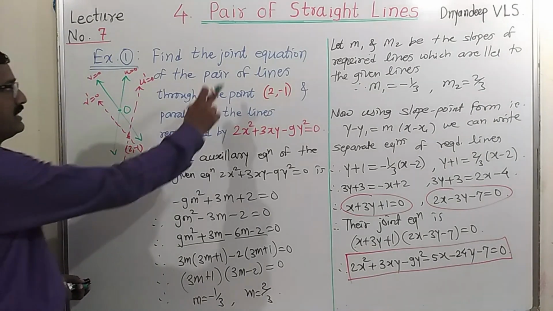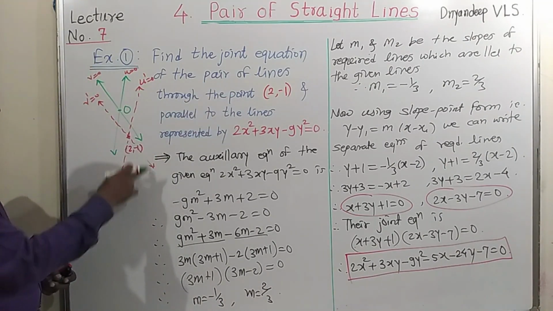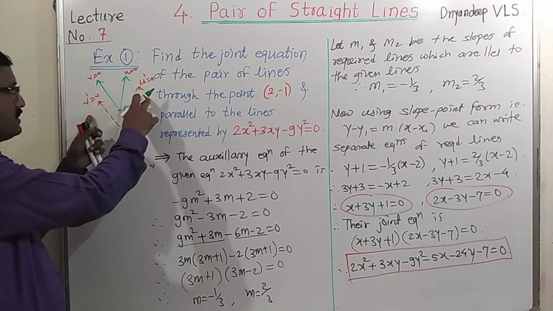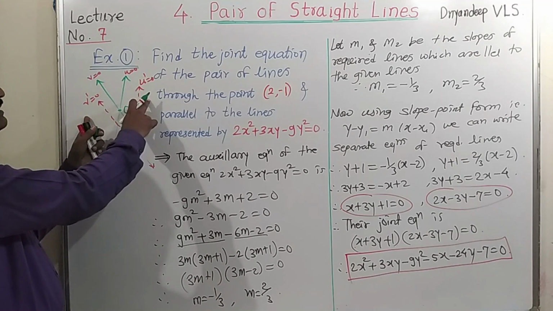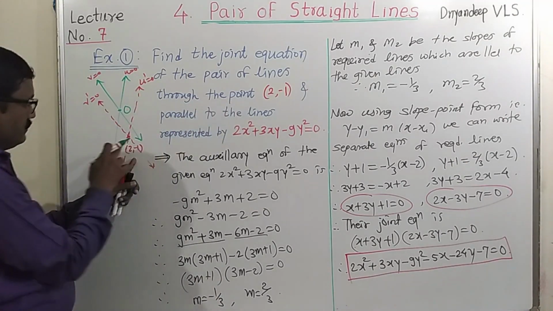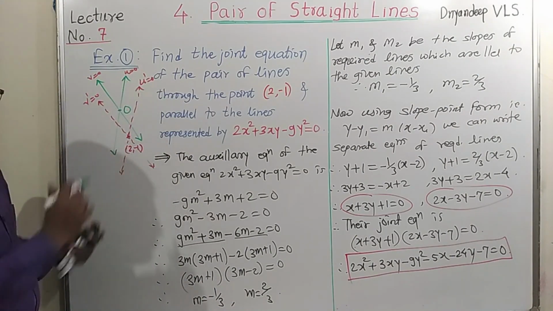Now the required lines are parallel to these. So v is parallel to v dash and u is parallel to u dash, and these two lines, u dash = 0 and v dash = 0, are the required lines, and they are passing through the point (2, -1). So we want the combined equation of these two lines.